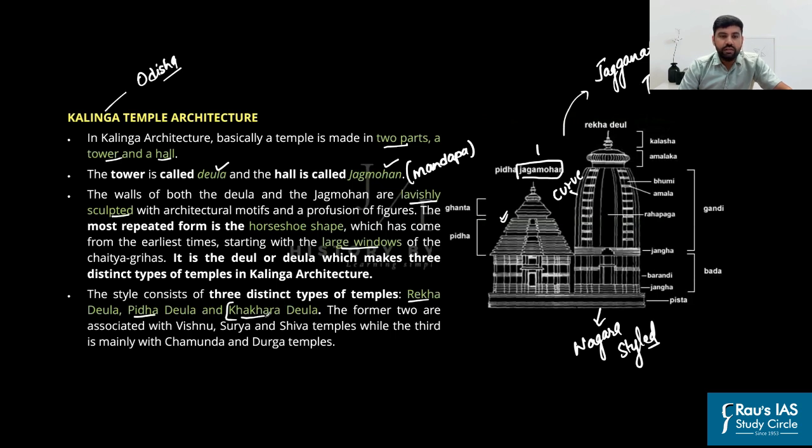The Khakra, which is, if it has a Khakra Dola, it is a goddess temple or a Durga temple. The other two are Shiv, Vishnu, or Surya. Right?